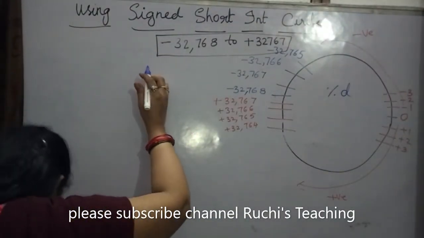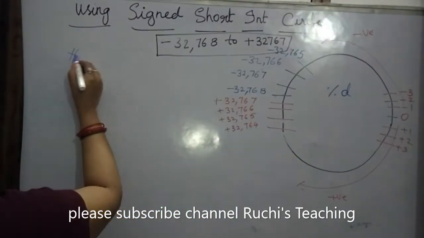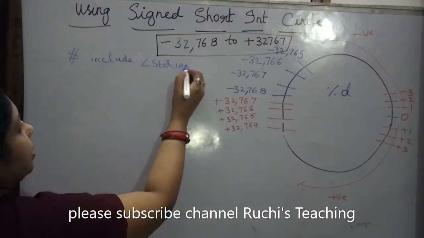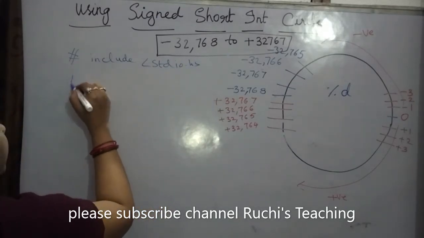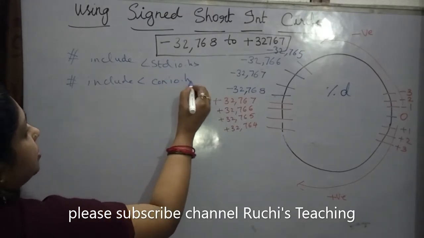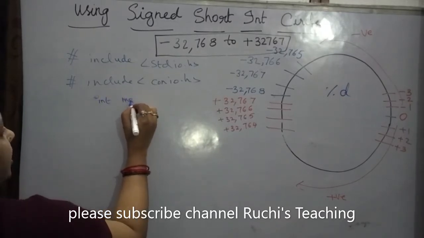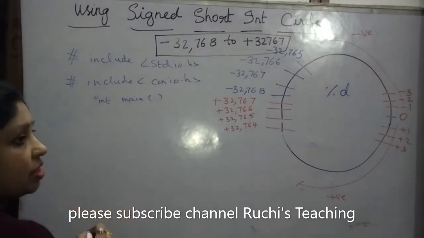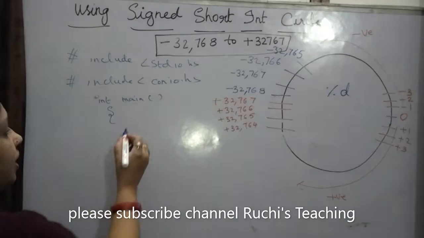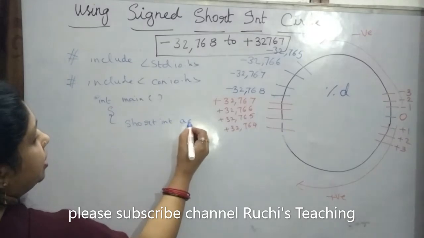Now I am writing one small program. Before you write all those things, you have to write #include <stdio.h> and #include <conio.h>. Next, I am starting a function. Actually you don't know this yet; when you come to the functions, you will understand. I am opening the braces, and here I am declaring short int a equal to 5.